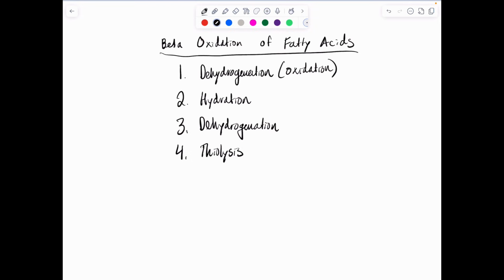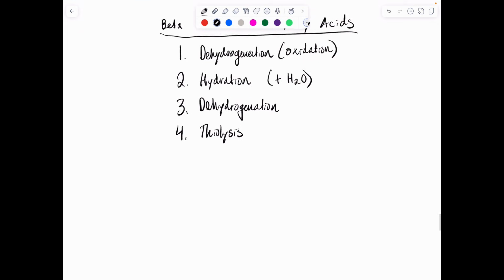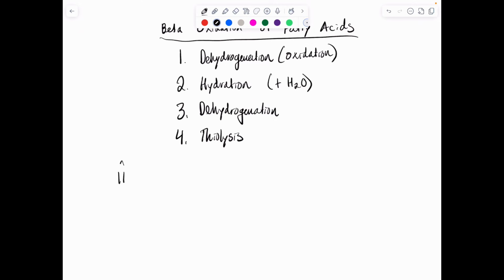And next we have hydration, that is adding a water molecule. We have dehydrogenation again, so that's oxidation, and then finally thiolysis, that is the breaking of the fatty acyl-CoA molecule into acyl-CoA and another fatty acyl-CoA, so it's the bond cleavage. All right, so the first thing you should know is that our fatty acids, they originally look something like this.